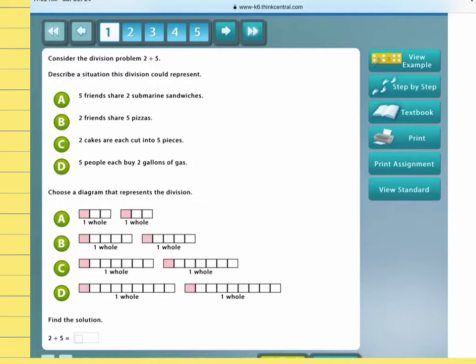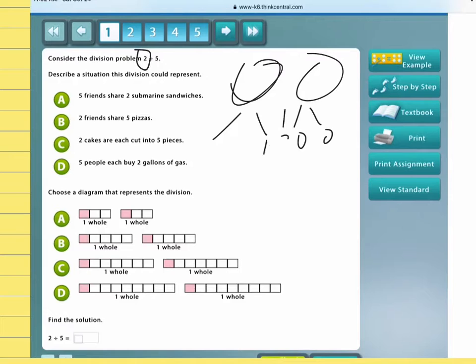So what you want to notice here is that 2 is your dividend. That's what you're dividing. So you have 2 of something. Let's just say I have 2 cookies, and I'm dividing it into 5 pieces. So whatever I'm doing here, I'm putting into 5 pieces. So obviously each person's not going to get a whole cookie. So what situation could this relate to? 5 friends sharing 2 sandwiches?